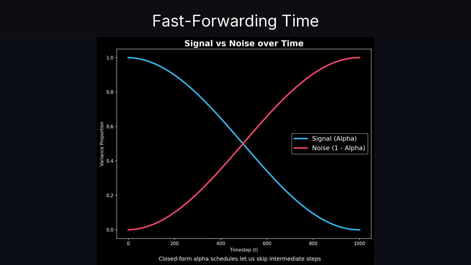Applying noise step by step is slow. Thanks to the reparameterization trick, we can combine all those tiny noise additions into one formula. This allows us to fast forward time and jump instantly to any noisy state.